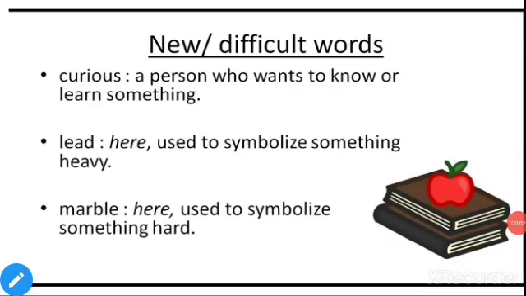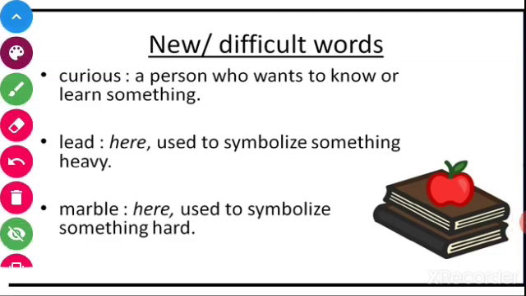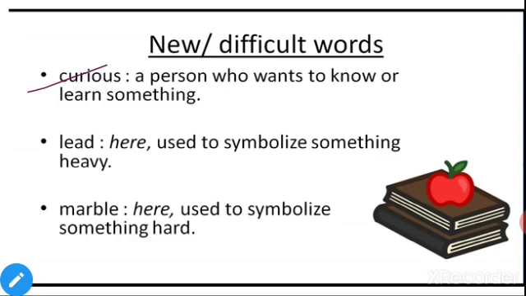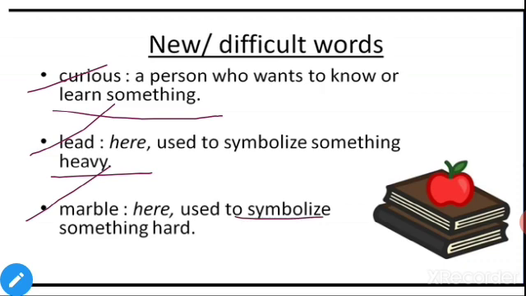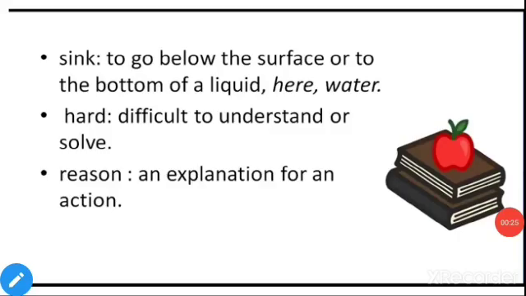Next, let's discuss new words. It means difficult words and their meanings also. Here, first one, curious. A person who wants to know or learn something. The next one, lead. Here, used to symbolize something heavy. And next one, marble. Here, used to symbolize something hard. Next one, sink. To go below the surface or to the bottom of a liquid. Here, water. Next, hard. Difficult to understand or solve. Then final one, reason. An explanation for an action.